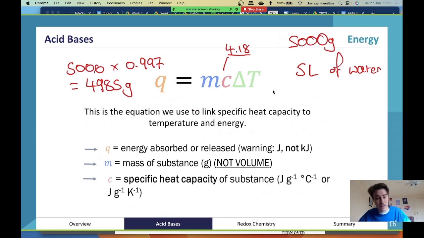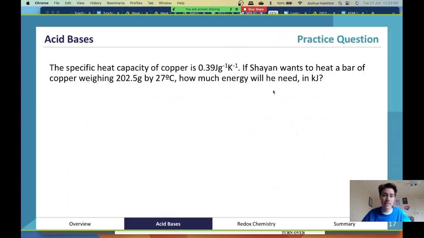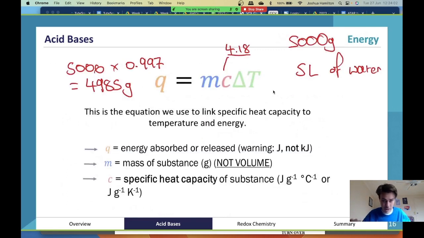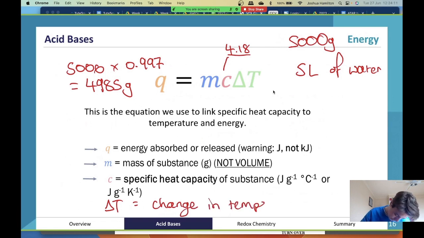The specific heat capacity of water, 4.18. And then delta T is your change in temperature. I don't know why that didn't come over, but nonetheless, delta T equals your change in temperature. So delta means change. For those of you who don't know, delta, which is the triangle there, that means change. So it's a Roman symbol, Latin symbol. It's an old symbol. It's like the alphas, betas, all of those. Delta means change. So change in temperature.